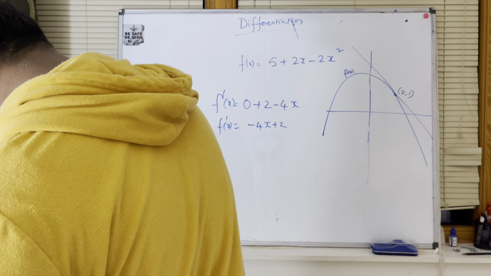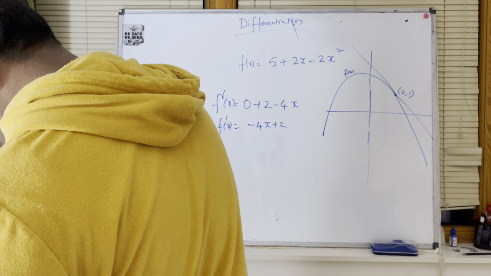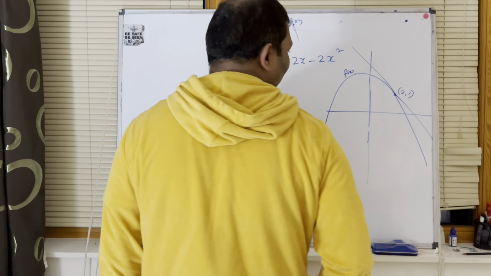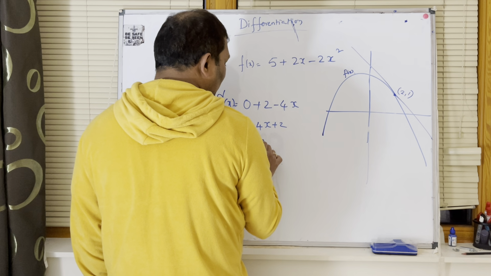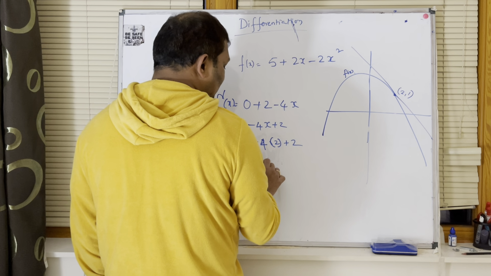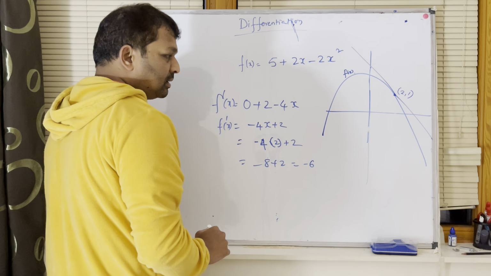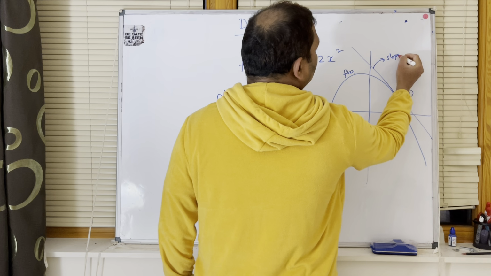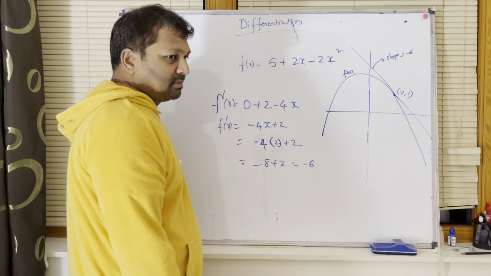In the slope equation, what we need to put in. So when x is 2, we get minus 4 into 2 plus 2, which is minus 8 plus 2, which is minus 6. Minus 6 is the slope of this line. It's falling downwards, that means it has the slope minus 6.